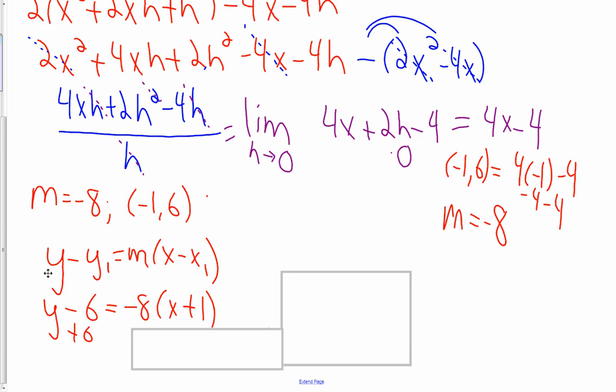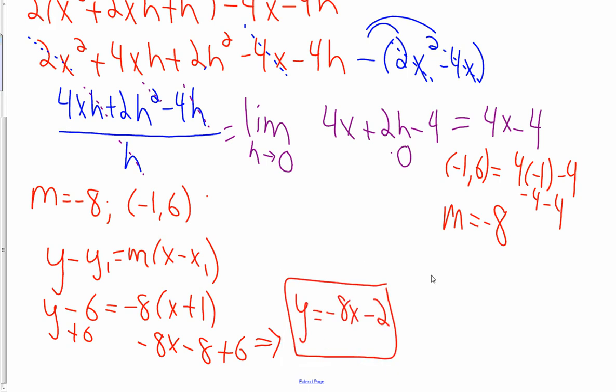So plugging it in, y minus 6 equals negative 8. That was over here. X minus negative 1, which is plus 1. I'm going to multiply negative 8x times, and then negative 8 times 1. And then we're bringing the minus 6 over by adding 6 to both sides and then simplifying. Negative 8x minus 2 is what I've got, and there it is. Y equals minus 8x minus 2 is our final answer.